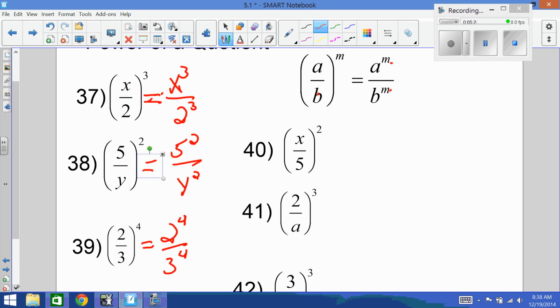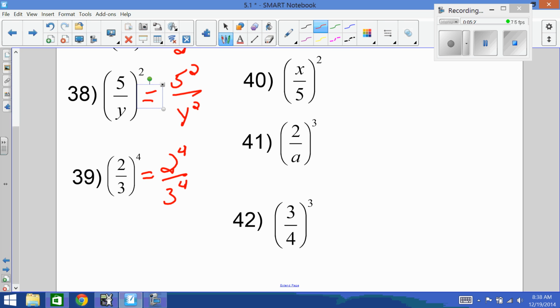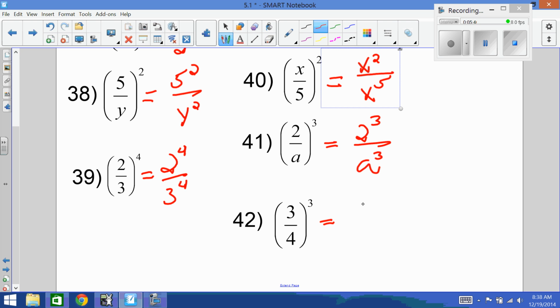Okay, what I want you to do now is pause, do 40, 41, and 42, and when you're done, hit play and then check your answers. So 40, you should get x squared over x to the fifth. 41, you get 2 cubed over a cubed. And 42, 3 cubed over 4 cubed.